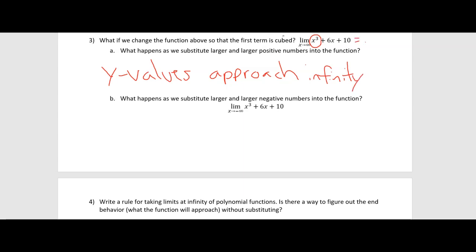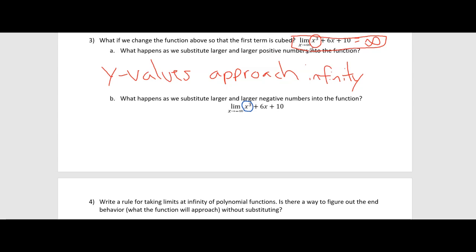So the answer to this limit would be positive infinity. Now down here, let's use blue. I'm looking at the limit as x approaches negative infinity. So as we look at this first term, again, because that's a significant one, we are substituting in larger and larger negative numbers.